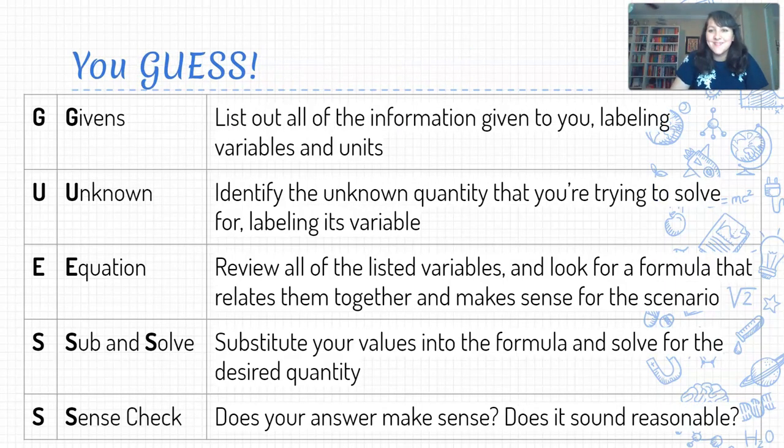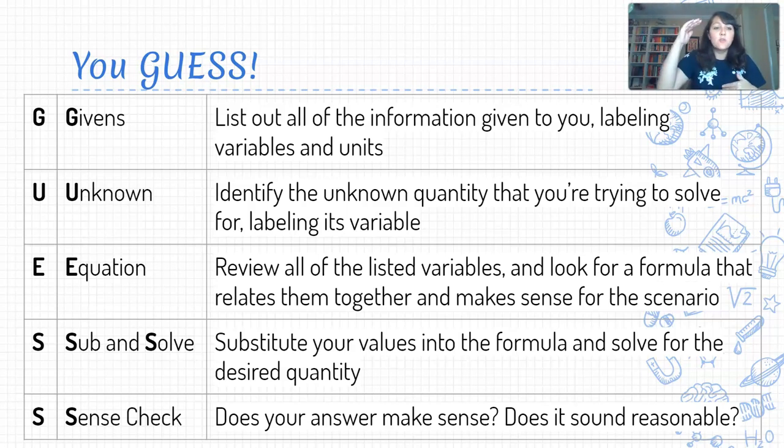You guess for these problems, but not like taking a stab in the dark, right? You follow the GUESS method, all right? So GUESS is an acronym. G stands for givens. So you start by combing through your problem and identifying all the information that is given to you in this problem. U stands for unknown. What is that desired quantity that we are trying to solve for? And in both of those, givens and unknowns, we definitely want to be sure to indicate the variables that go with each of those quantities. So don't just write velocity, write v equals so that you can keep track of that.